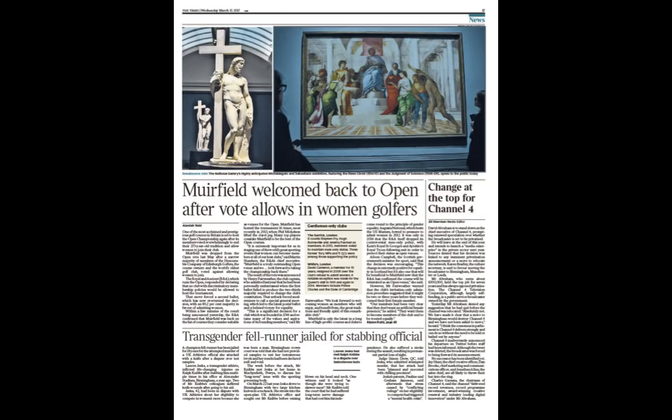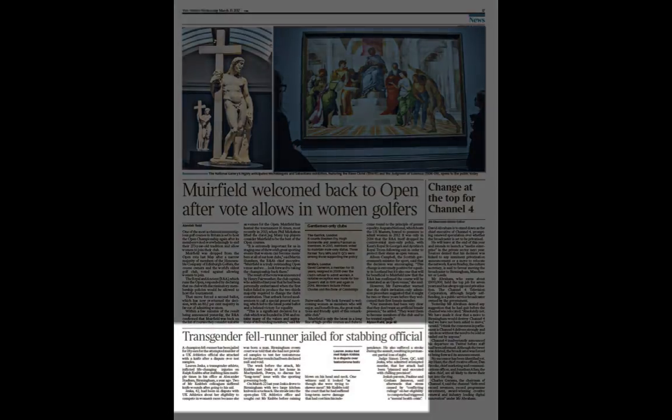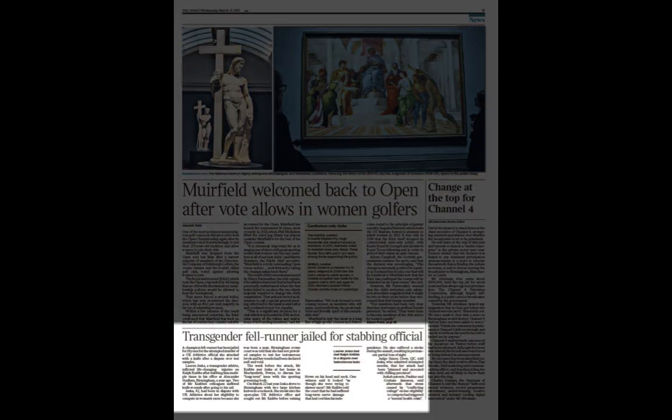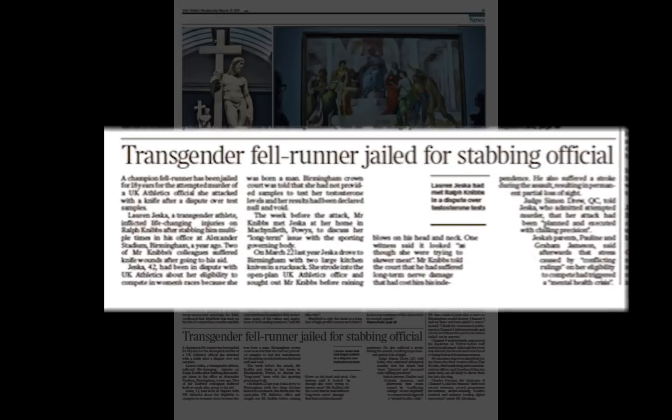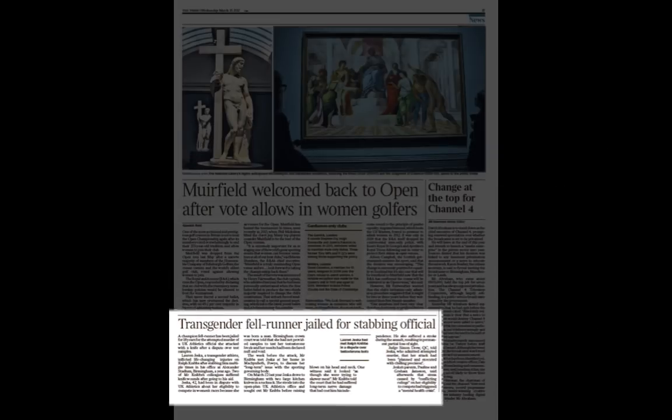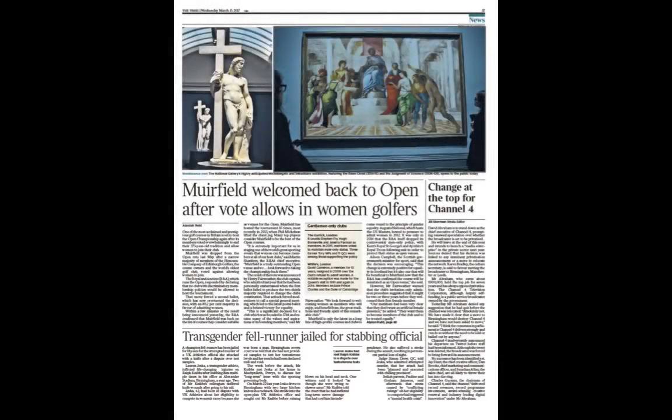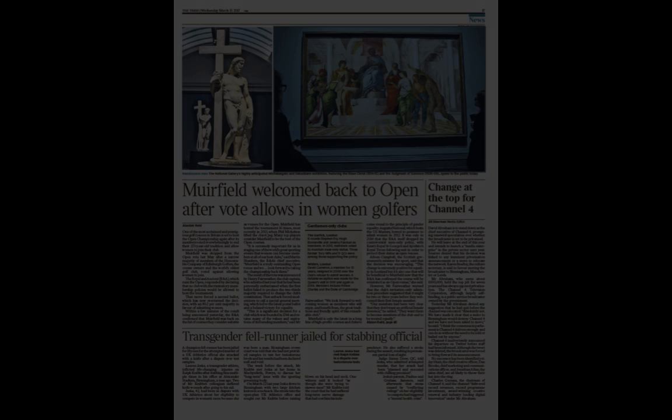The Times also features the story of a transgender fell runner jailed for stabbing an official. The proximity and importance of this story revolve around the victim, who was a UK athletics official. One might question the need to include the information that the person convicted was transgender or was a fell runner at all, though these both provoke human interest angles. People are more interested because it is a transgender person. People may also be interested to know what their link was to UK athletics.